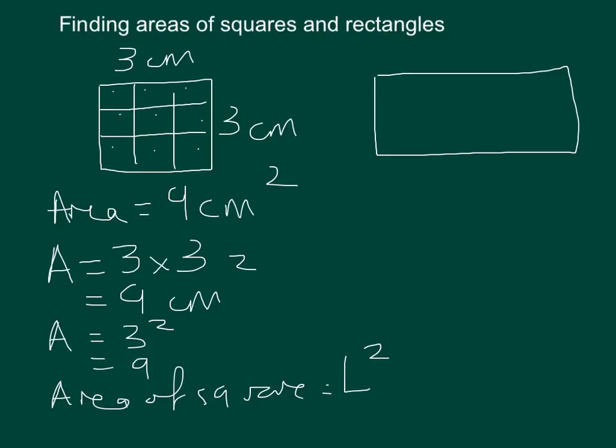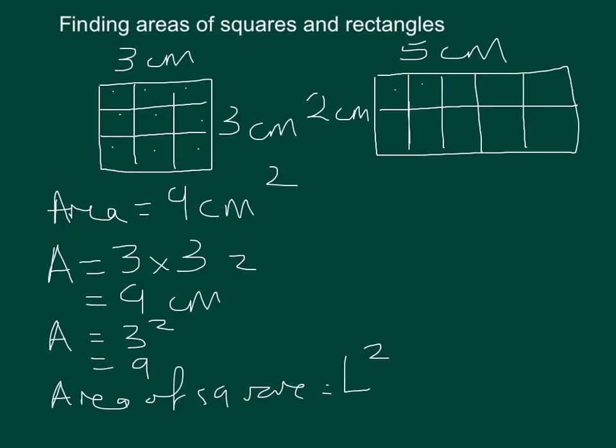If we're now going to look at a rectangle, we might say that there are 2 centimetres along here, and there are 5 centimetres along here, and then we can draw in and start to count the squares. 1, 2, 3, 4, 5. 1, 2, 3, 4, 5, 6, 7, 8, 9, 10. And so the area would be 10 square centimetres.